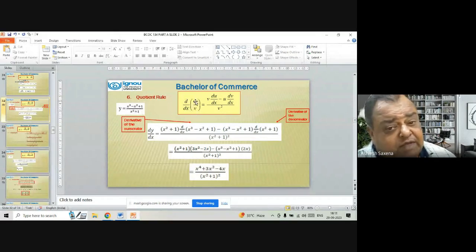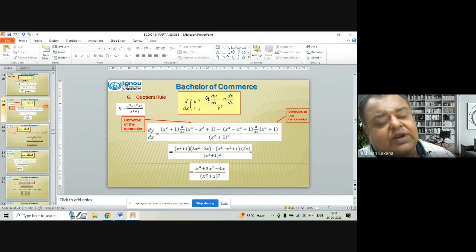d by dx of u by v. Straight away draw a line. Whatever is in the denominator should be squared. What has been squared will be moved to the numerator, and we will be multiplying this with the derivative of the numerator, minus the second function into the derivative of the denominator.